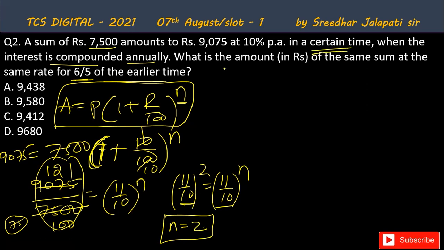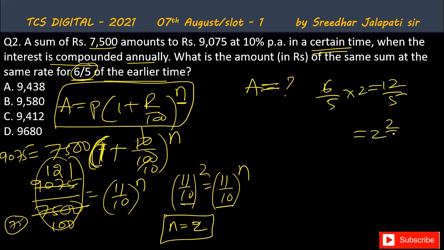Now we are asked to find the amount of the same sum at the same rate of interest for 6 by 5 of the earlier time. So 6 by 5 of the earlier time is nothing but, initially it was 2 years, which we just calculated. Now it is 6 by 5 of 2 years, which is 12 by 5. 12 by 5 is nothing but 2 and 2 by 5 years.